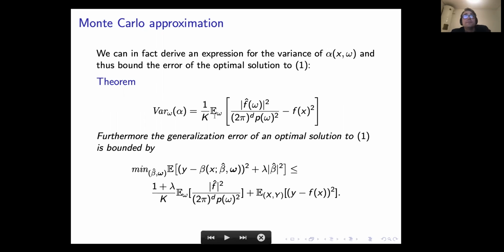The variance of alpha is in fact equal to 1 over k times the expected value of the absolute value of f hat squared divided by p squared, minus f of x squared. And there's a 2 pi factor as well. If we look at this expression, we see that this f squared we can't do much about, right? But we do have a p here, and the p is arbitrary. The p we can choose ourselves.